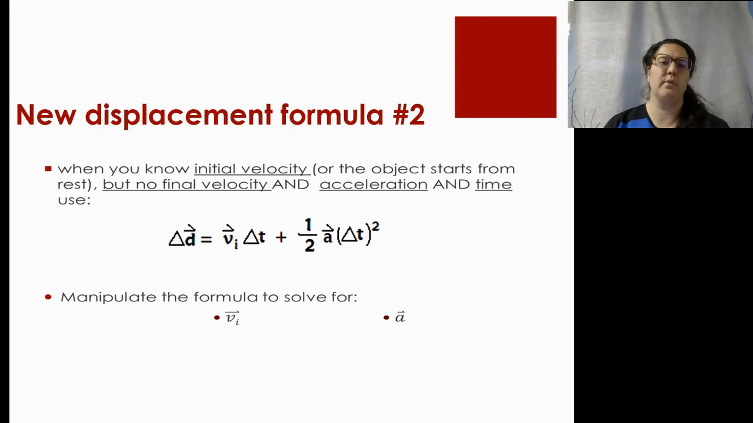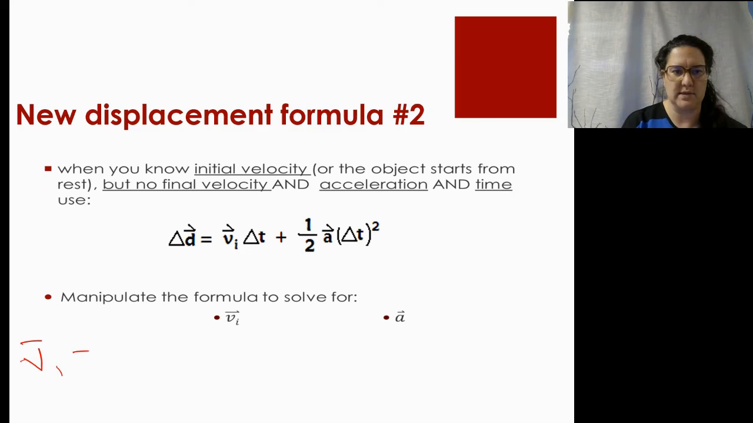Now, our second displacement formula works if we have initial velocity but no final velocity, acceleration, and time. Again, we can manipulate these two equations to solve for initial velocity and to solve for acceleration. So initial velocity is equal to, first I'm going to subtract this half of the equation from both sides. So displacement, subtract 1/2 a t squared. And I'm going to then divide both of these by the change in time. So I have that equation.